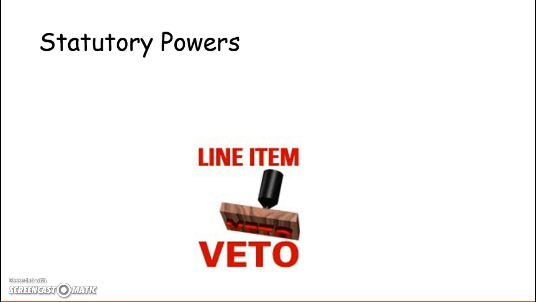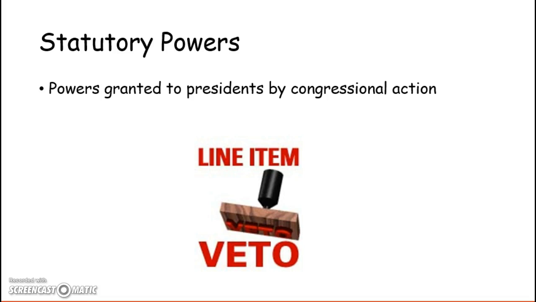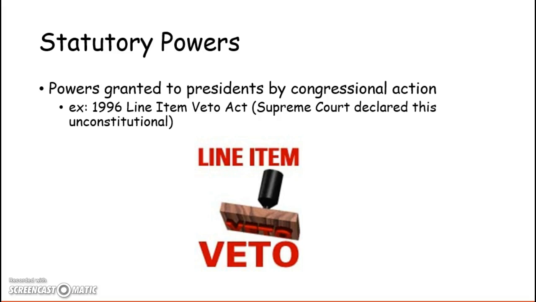Okay, next we have statutory powers. These are powers that are granted by Congress. So basically, congressional action, making a law that gives the president extra powers. For example, the 1996 Line Item Veto Act was an example of powers granted by Congress to the president, and it's also an example of checks and balances because the Supreme Court declared this act to be unconstitutional, exercising the power of judicial review. So we have a lot of examples with the Line Item Veto Act.